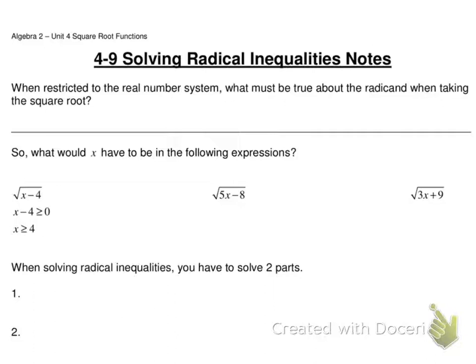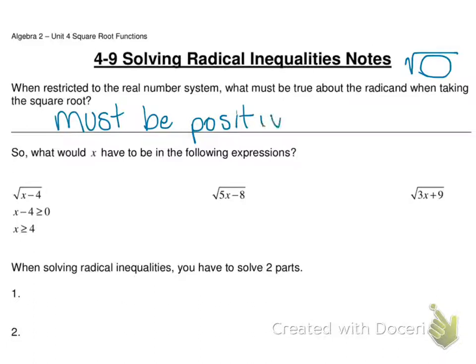So first, we need to think about when we're talking about only the real number system, so not complex numbers, but just real numbers, what must be true about the radicand when taking the square root? What I mean by that is what has to be true about what's inside here. Remember, that's the radicand. So when I'm taking the square root, what has to be true? It must be positive. If you said it must be positive, then that is correct.